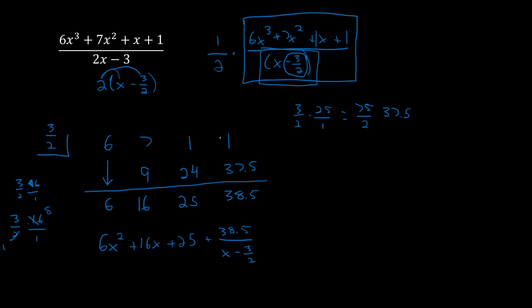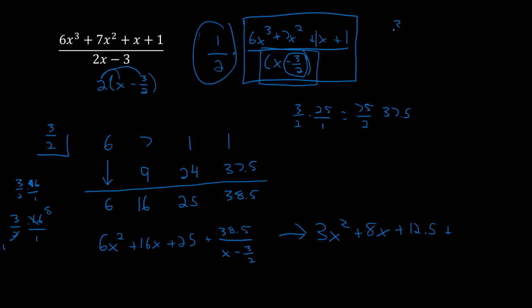So take note, we're not quite done because we have this 1/2 out here to account for. So at the end, I now need to multiply everything by 1/2. So multiply 6 by 1/2, or divide by 2, same thing. We got 3, then x squared. 16 divided by 2 would be 8x. 25 divided by 2 would be a 12.5. And then 38.5 over x minus 3 halves divided by 2. I'll do that over here.